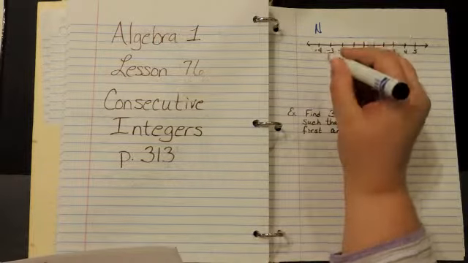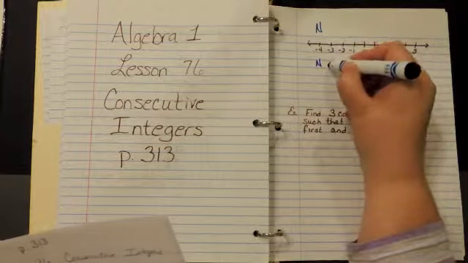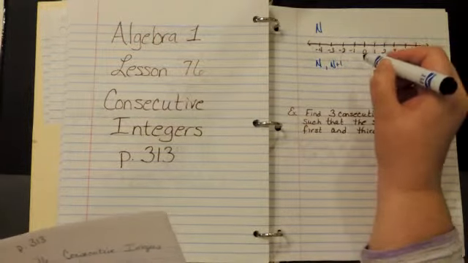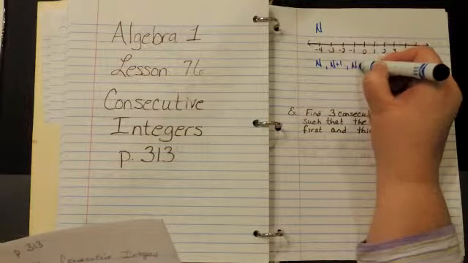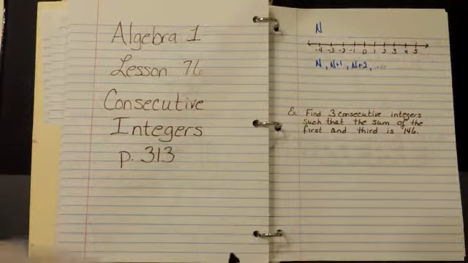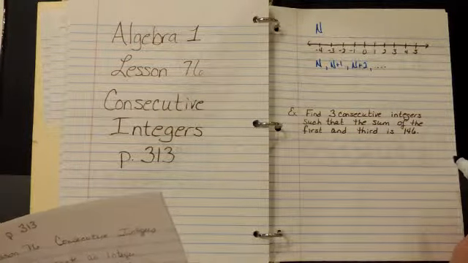It's always 1 greater. So if we're starting with n, the next integer is n plus 1. And the next greater one is n plus 2, etc. Integers that are 1 unit apart are called consecutive integers.